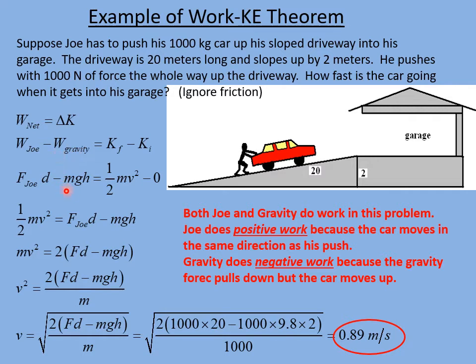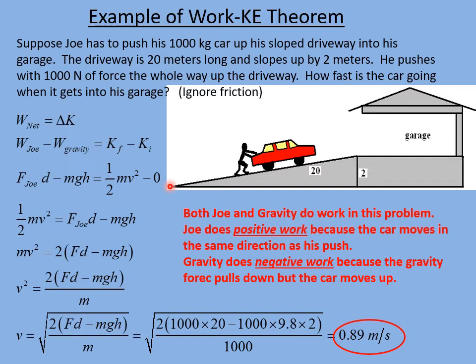So we're going to subtract mgh here instead of adding it. And then the work done by Joe is Joe's force, F sub Joe, times the distance. And on the right side, this is the change in kinetic energy. So the final kinetic energy is 1/2 mv squared again. The initial kinetic energy is 0 because the car is assuming we're starting at rest at the bottom of the driveway.